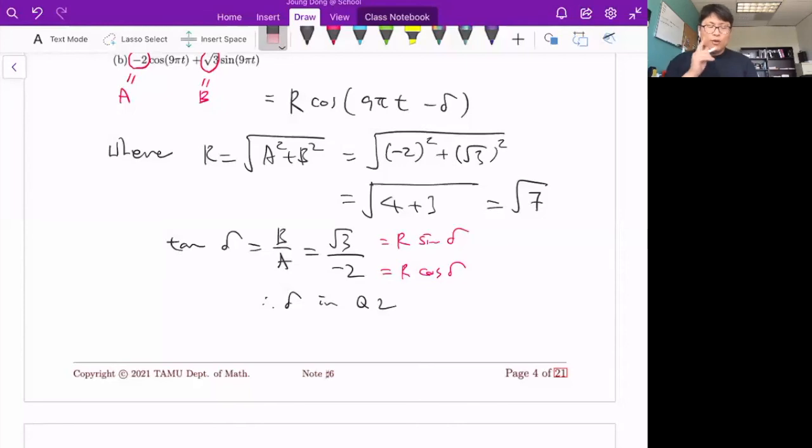Now let's use the reference angle. Tangent delta is equal to square root of 3 over 2 without the sign, and we are going to put that in the second quadrant. So your delta must be equal to pi minus arctangent of square root of 3 over 2. Do you understand what I'm saying? Tangent inverse of square root of 3 over 2 is the reference angle for negative square root of 3 over 2. Then we just subtract it from pi, and that puts your angle delta in the second quadrant, okay?